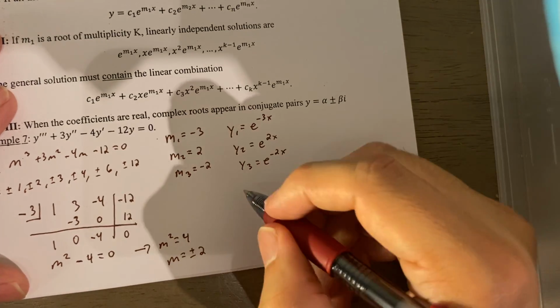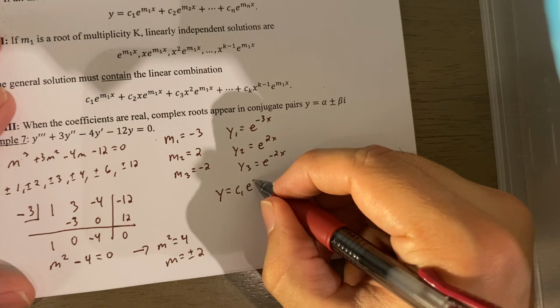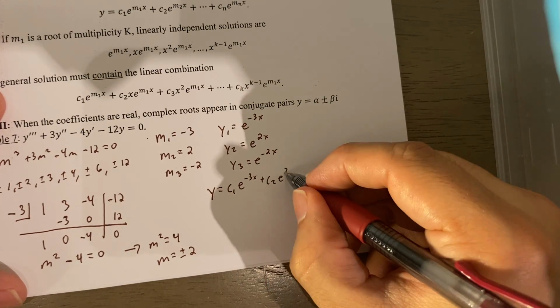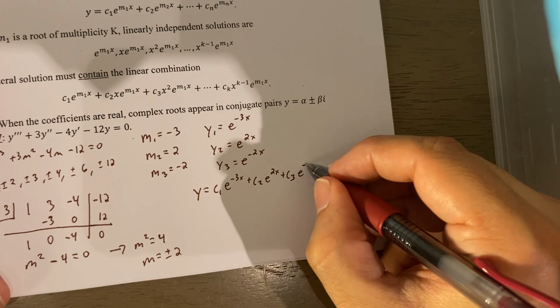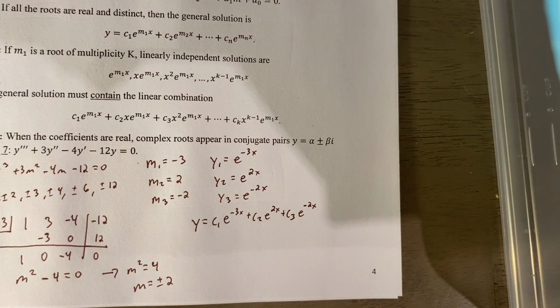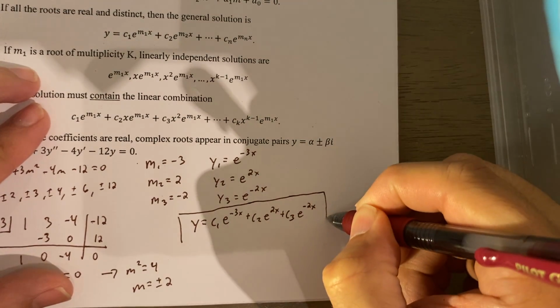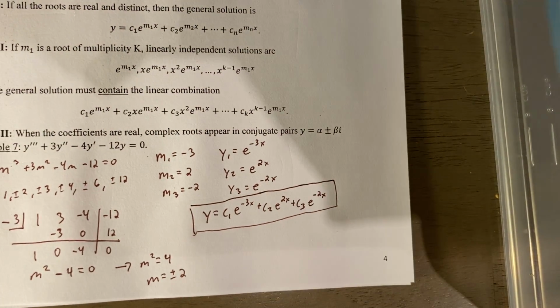So that makes my general solution y equals c sub 1 e to the -3x, plus c sub 2 e to the 2x, plus c sub 3 e to the -2x. And hopefully you find that that is not that bad. And we're done. I'll go ahead and box up my solution, and we're finished with that one. And only 2 more pages to go, and these last 2 pages will not take very long.